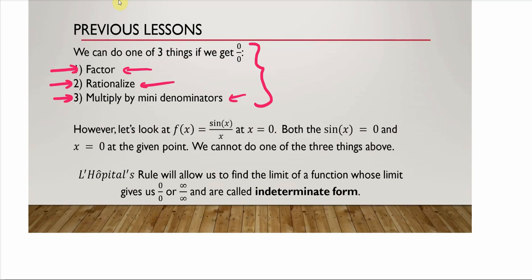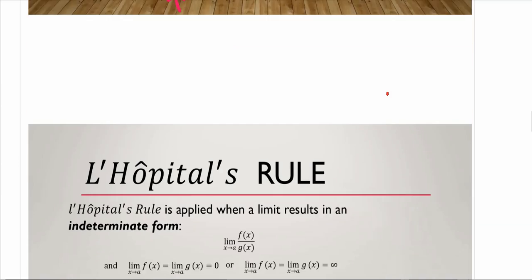Okay? So we have to be able to identify a function when it's in indeterminate form. When it's in indeterminate form, that means that our functions will be giving us 0 over 0 or infinity over infinity. That is how we determine whether it's indeterminate form or not. Now, if I get 0 over 1, that's not indeterminate form. If I get infinity over 3, that is not indeterminate form. It has to be infinity over infinity, and it has to be 0 over 0.